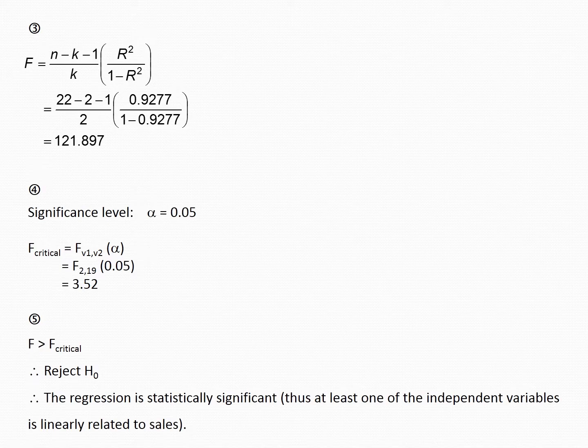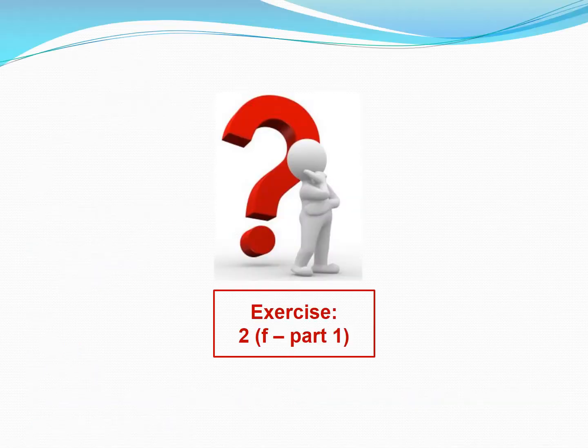Then if you compare your F statistic to your critical value, your F will be greater than your F critical value. So we can reject our null hypothesis according to our decision rule, and that means that our regression is statistically significant. And that means that at least one of the independent variables is linearly related to sales. You can then complete exercise 2F part 1 for me, please, to practice this concept.